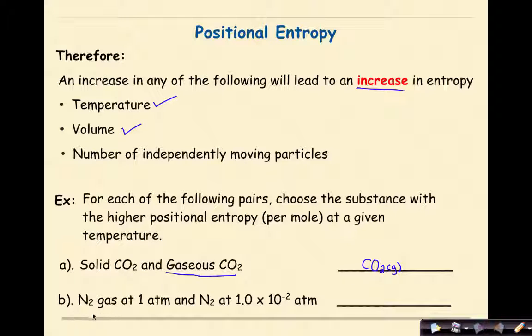Let's look at the next one. Nitrogen gas at 1 atmosphere versus nitrogen gas at 1.0 times 10 to the negative 2 atmospheres. What we are comparing here is pressure. So which one will have the higher entropy? If you chose the one with the lower pressure, you are correct. The less pressure it has, the more volume it will have, and therefore a higher entropy. So this is the correct answer for the second one.